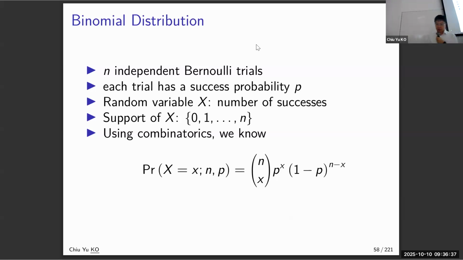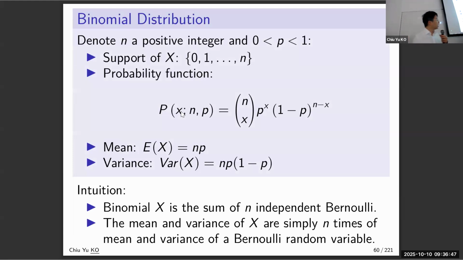In that case, your life is very simple. The P function will be just n choose x, P to the x, times 1 minus P raised to the power n minus x. Then the mean and variance: because the trials are independent, it is the sum of the expectations, and the same for the variance. So that comes directly from the Bernoulli.